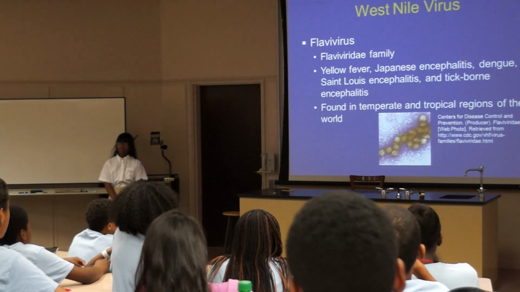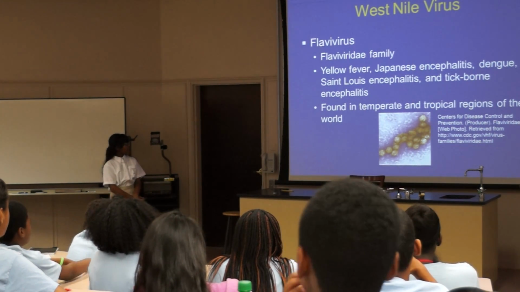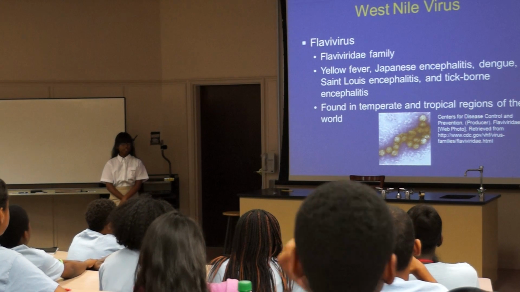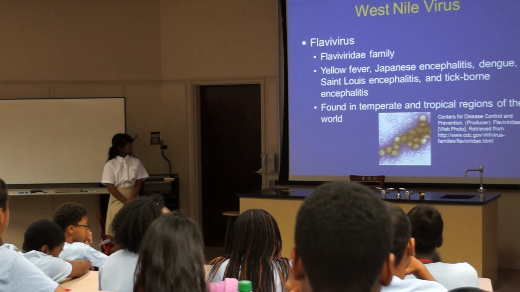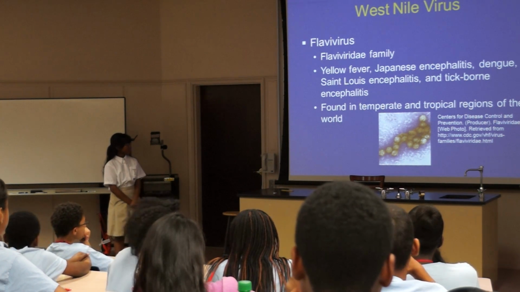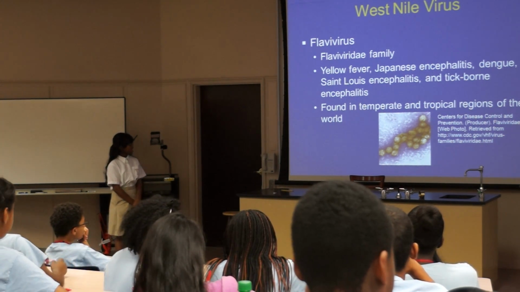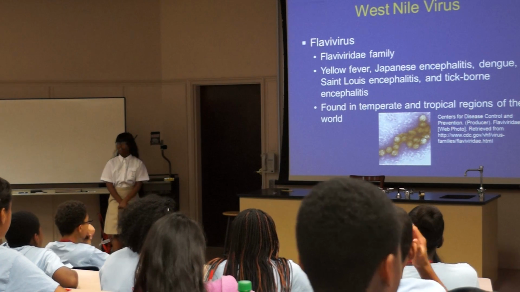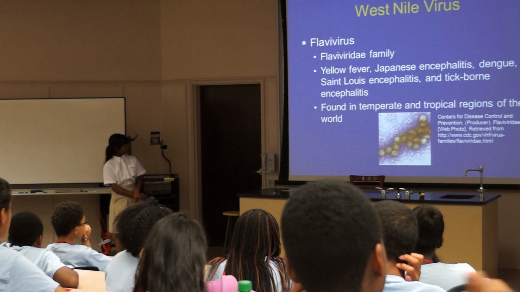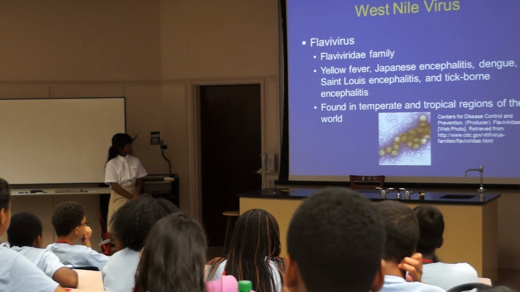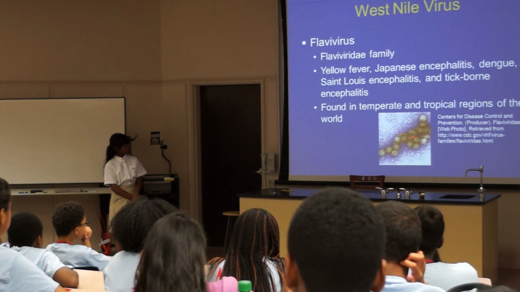West Nile virus. West Nile virus is a type of flavivirus, and a flavivirus is part of the Flaviviridae family. Other diseases that originate from flavivirus are yellow fever, Japanese encephalitis, dengue, St. Louis encephalitis, and tick-borne encephalitis. Flavivirus is found in temperate and tropical regions of the world. This picture right here is a TEM micrograph of the flavivirus, and the yellow is the virus.